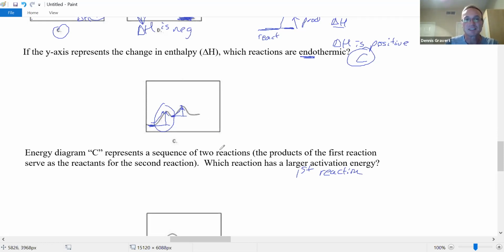Yeah, this one's faster, but the question was actually larger activation energy. So just look at the size of the hill. Sorry, I'm overanalyzing. Larger activation energy, larger hill. First one.